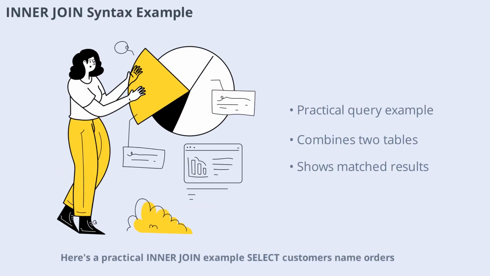Here's a practical inner join example. SELECT customers.name, orders.amount FROM customers INNER JOIN orders ON customers.id = orders.customer_id. This query pulls the names of customers and the amounts of their orders, but only for those who have actually placed an order. It's a straightforward way to combine related data from two tables.